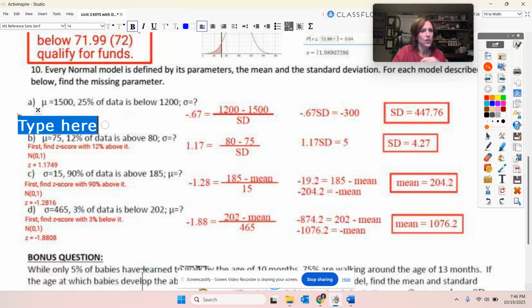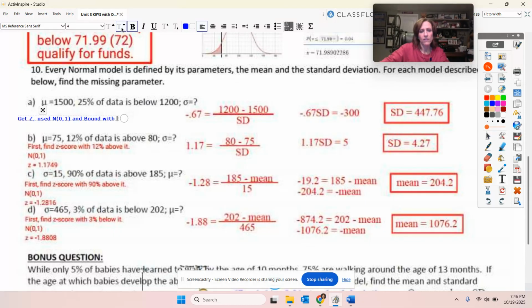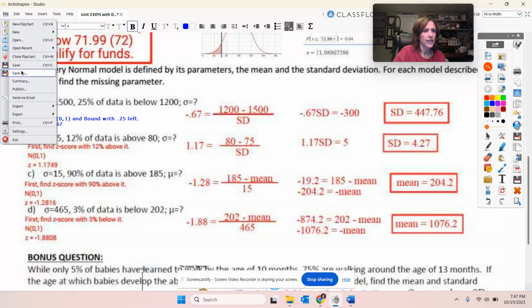So to get the z-score on this one, I used the normal model with a mean of 0 and a standard deviation of 1, and I found the bound with 0.25 to the left. This gave me a z-score of negative 0.67, and so that's what I used there to solve for that. Okay, there we go.